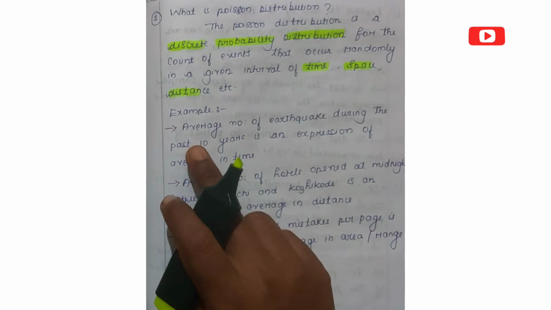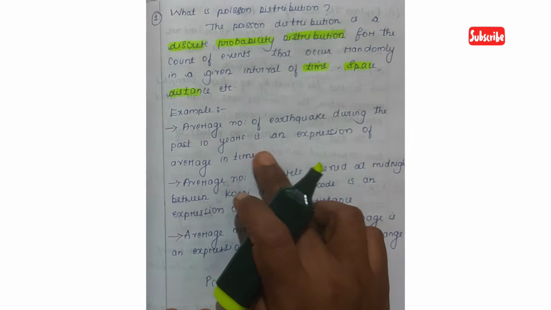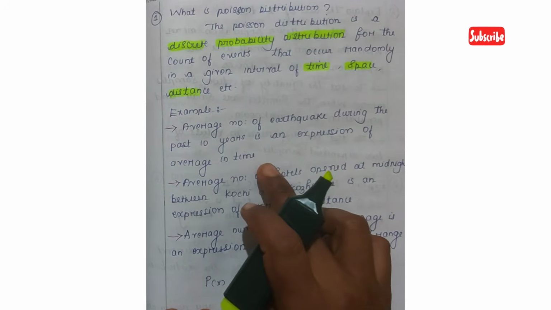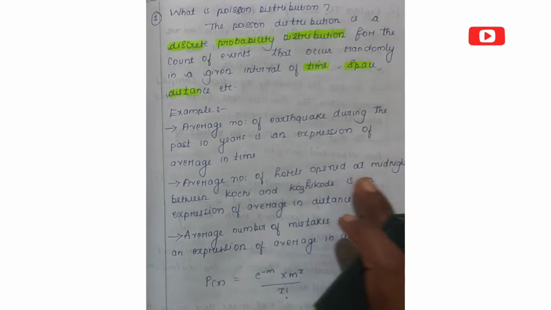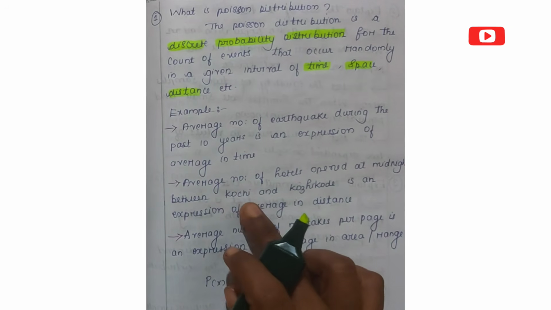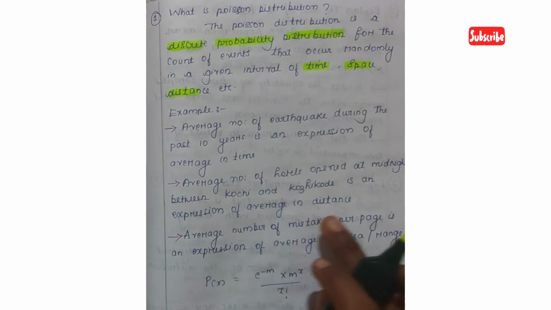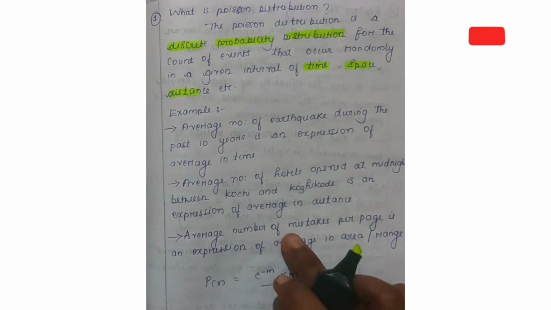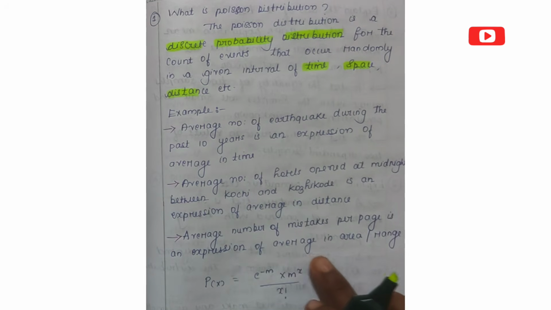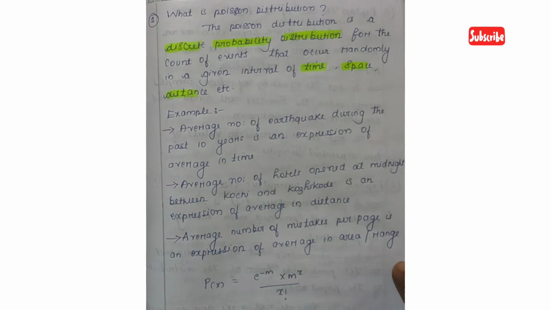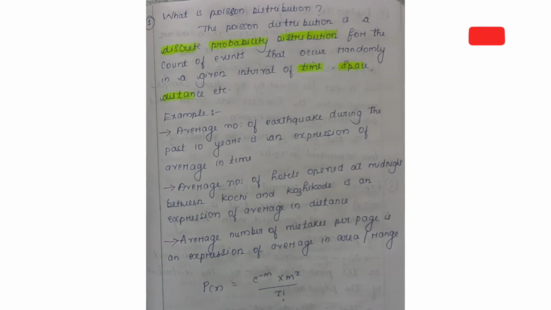An example നോക്കാം. Average number of earthquakes during the past 10 years is an expression of average in time. അടുത്ത example, average number of hotels opened at midnight between Kochi and Kozhikode is an expression of average in distance. Average number of mistakes per page is an expression of average in area or range. And the formula.